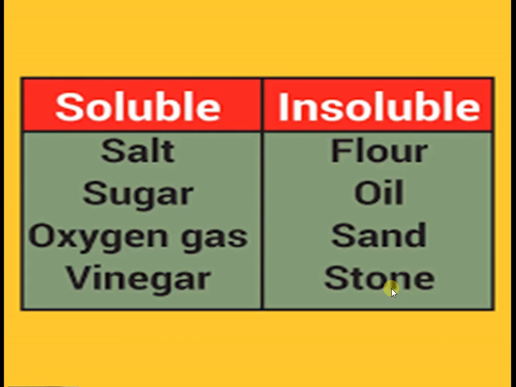And which materials are soluble in water and which materials are not soluble in water? Some of the materials are soluble in water. For example, salt, sugar, oxygen gas, vinegar, ghee, wax. Some of the materials are insoluble in water. For example, sand, turmeric powder, flour, oil, stone, etc.